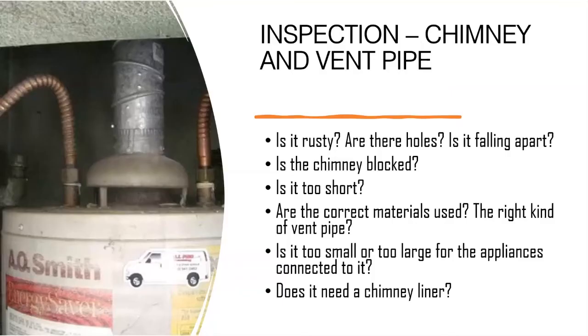When we're inspecting chimneys and vent pipes, we're looking for things like rust. Are there holes, is it falling apart? Does it have mechanical screws holding it together, or is it twisted together? We look for chimney blockages. Is it too short? Is it too large? We check the diameter or even the upward direction of a pipe. We also look at masonry chimneys and ask, does it even need a liner?